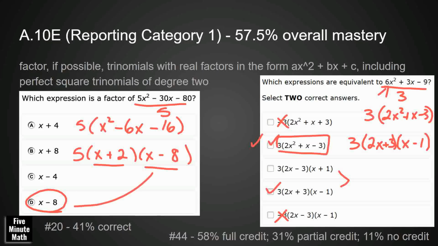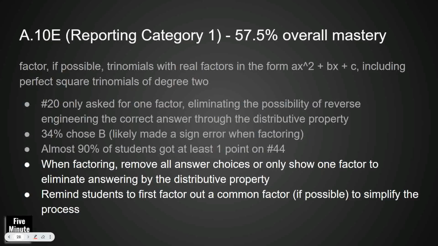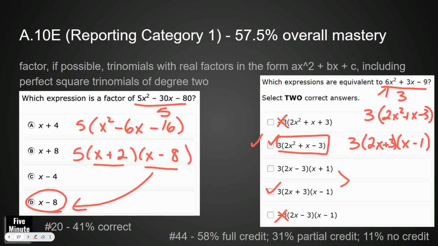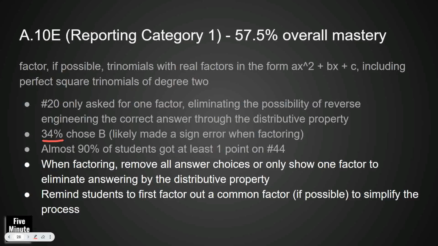But you see how that's harder? Because I have to do the work. Only 41% of our students get that correct. And so I couldn't reverse engineer the correct answer, like I said, in number 20. 34% of our students chose B. So they got really, really close, and then they just ended up with a sign error, right? They knew it needed to be an 8 and a 2, but they had that sign error, and that's 34%. That's almost as much as chose the correct answer.